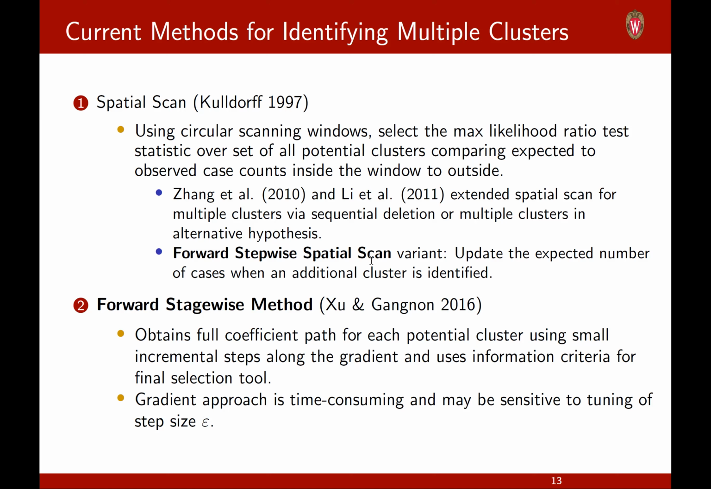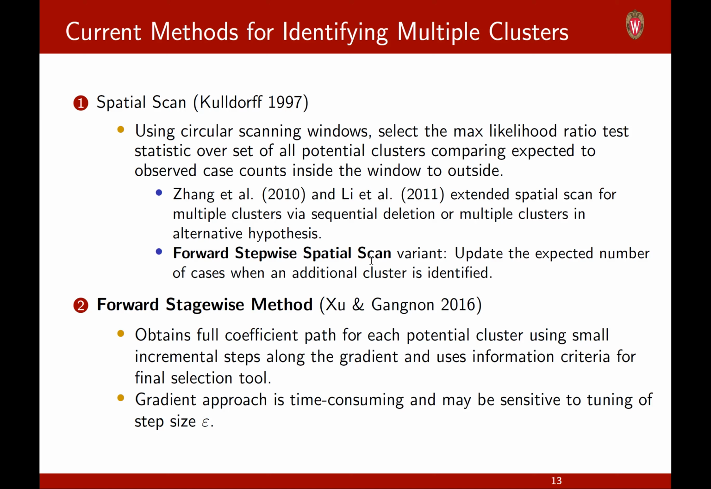And then what we're going to use is another variant. There's like 100 different variants of the spatial scan if you look into it. But we're going to be looking into something we call the forward stepwise spatial scan. So it's your regular spatial scan. We're just going to update the number of expected counts when a cluster is identified.